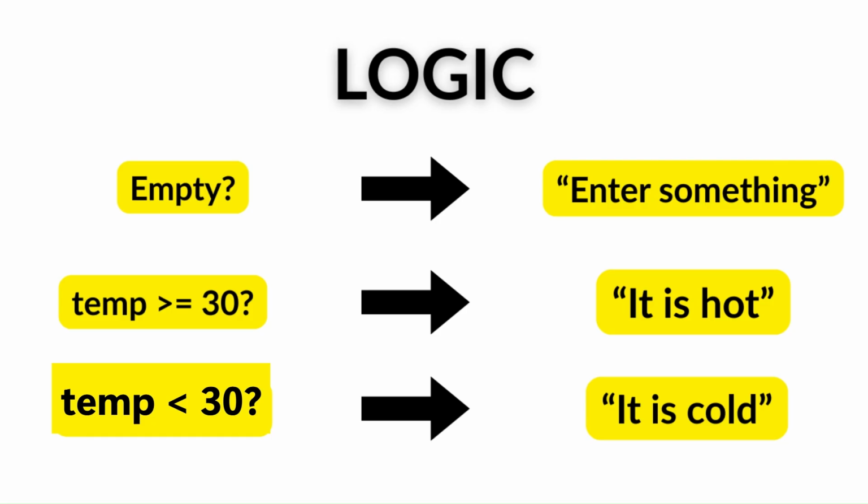What if the input field has an actual value? So if it has a value, we then go on to check if it is greater or equal to 30. So if it is 30 or above, we tell the user that it is hot. We display this result in the paragraph element. And if the temperature value is below 30, that is, if it is less than 30, we tell the user that it is cold.